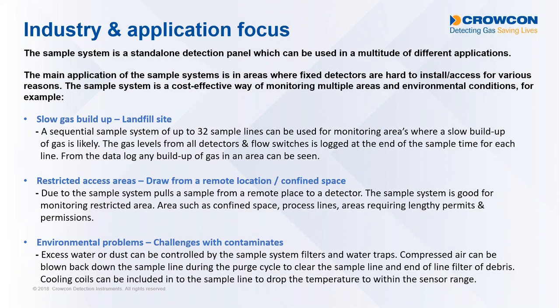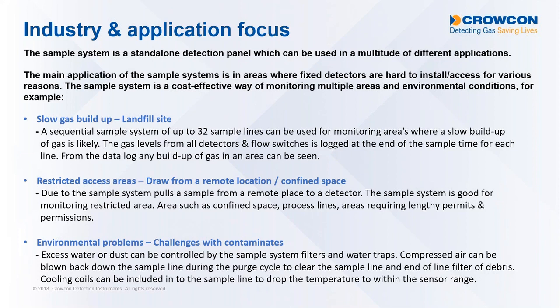Also looking at environmental problems, we've touched on that with regards to challenges with contaminants. Very regularly we're seeing excess water or dust. As we said, we can control that in the sample system with regards to filters and water traps. Compressed air can also be blown back down the sample line. So there's a purge cycle which is going to clear the sample line of any debris. If we are drawing through excess water or dust and it is starting to choke up, we can actually clean the sample line automatically with this purge cycle, which is part of the sample system solution setup.